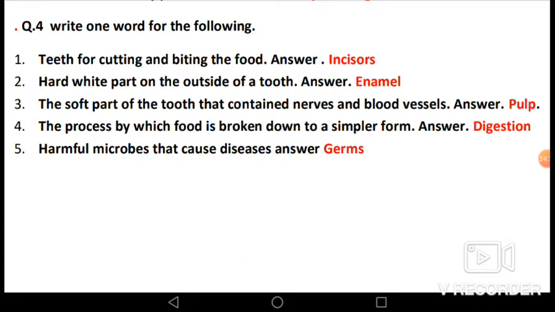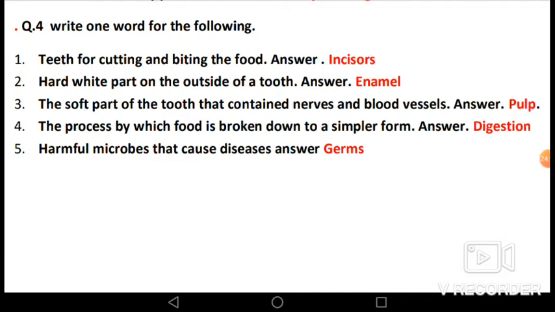Now let's see, write one word for the following. First, teeth for cutting and biting the food. The answer is incisor. We all know according to their function there are four types of teeth: incisors, canines, premolars and molars, from which incisors help in cutting and biting the food.